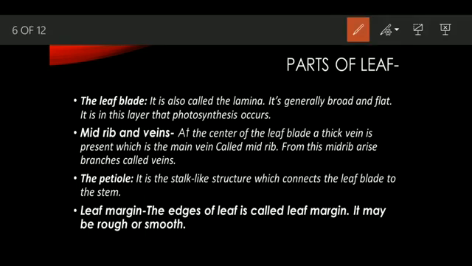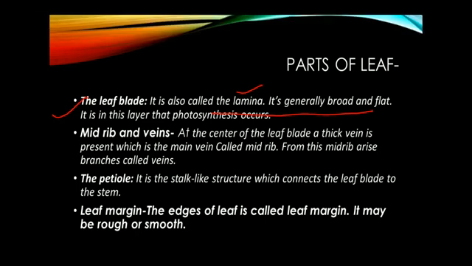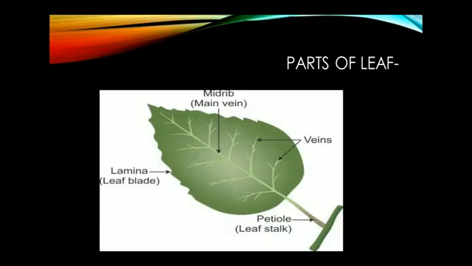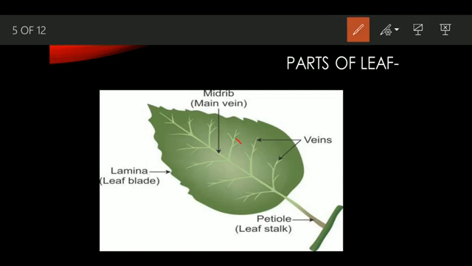The first part we have to study is the leaf blade. What is the leaf blade? Students, it is called the leaf lamina, and it is generally broad and flat. It is in this layer that photosynthesis occurs. Basically, the bigger part of the leaf that you see is known as the leaf blade. For example, let me show you the diagram of the leaf again. Whatever the flattened parts are, they are all known as the leaf blade.